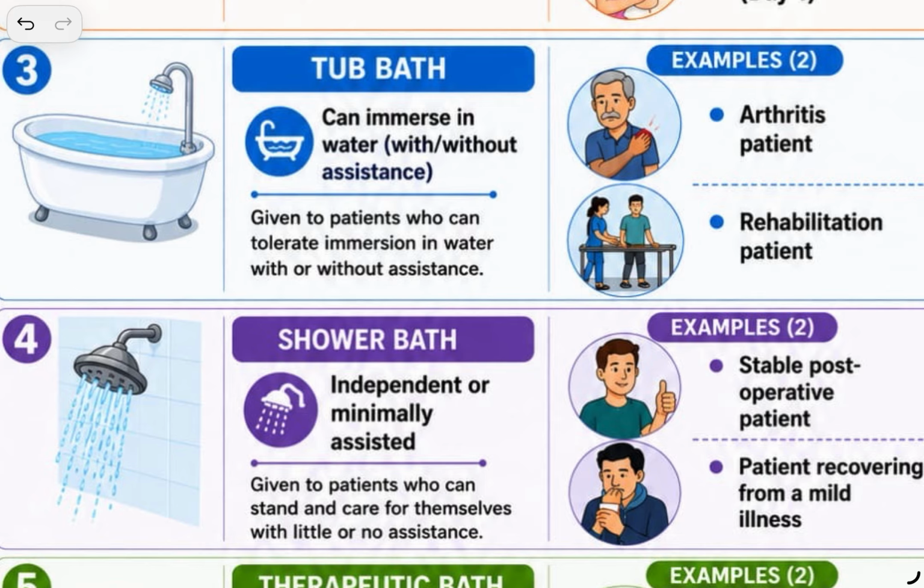So tub bath. For which type of patients will we give the tub bath? Rehabilitation patients. That may be alcoholic rehabilitation, psychological rehabilitation, or physical rehabilitation. Physically, they have already had surgery. After 1 year, he came for resurgery, which means they have to take out the rods from the fracture. For that they have come, isn't it? So at that time, for rehabilitation purposes, we can give the tub bath. Here arthritis and rehabilitation are the two examples, right?